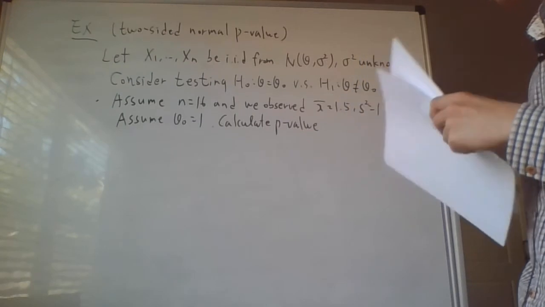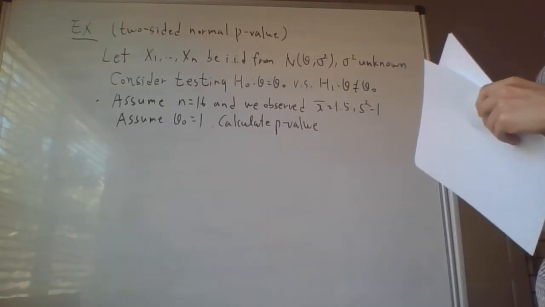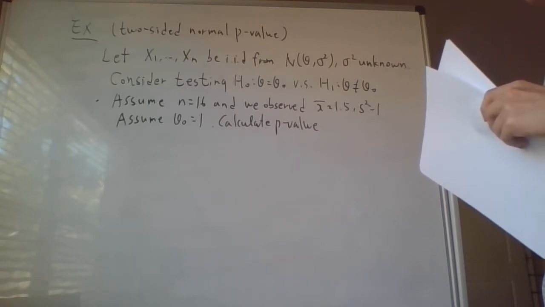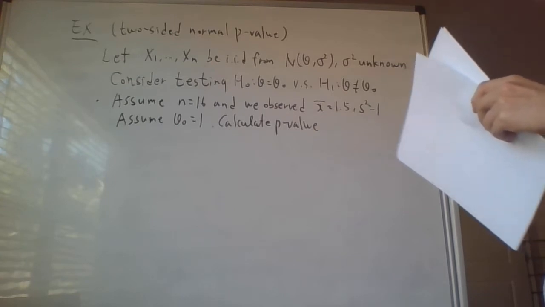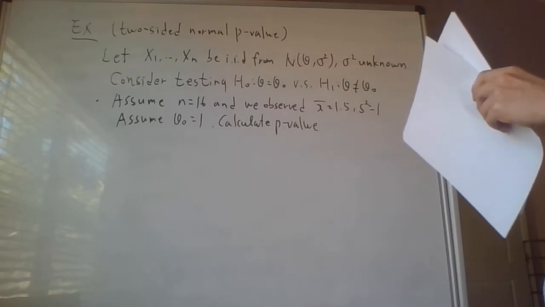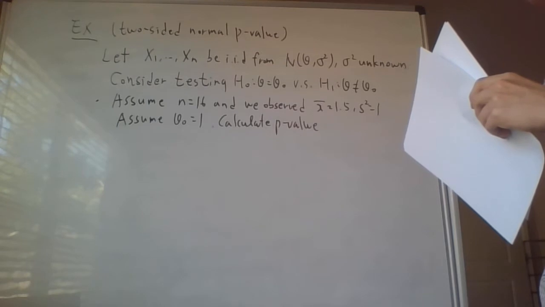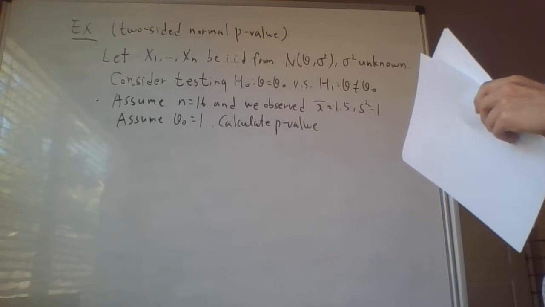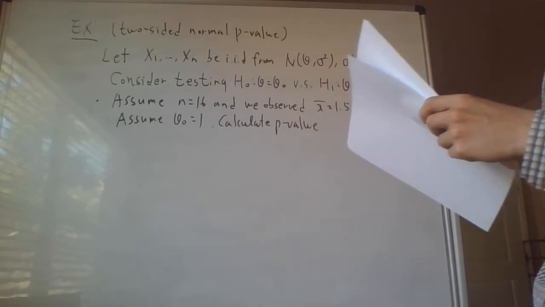So let's calculate the p-value based on numerical values. We have sample size equal to 16 and the calculated x bar is equal to 1.5 and sample standard deviation equal to 1. Under the null hypothesis, theta 0 is equal to 1. So let's calculate the p-value.